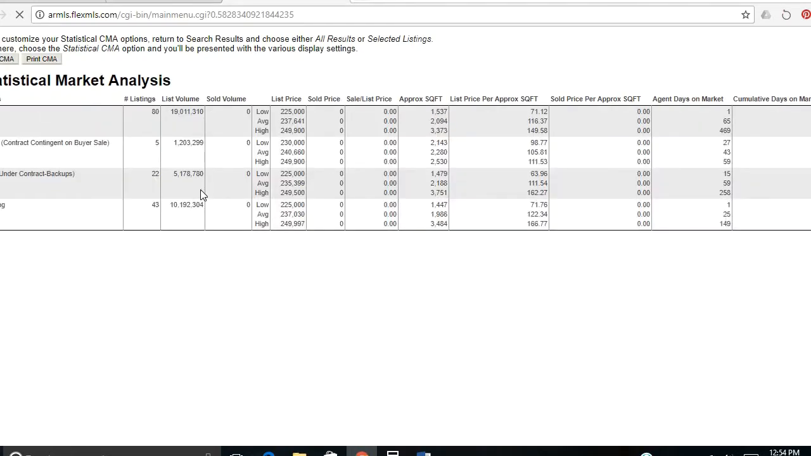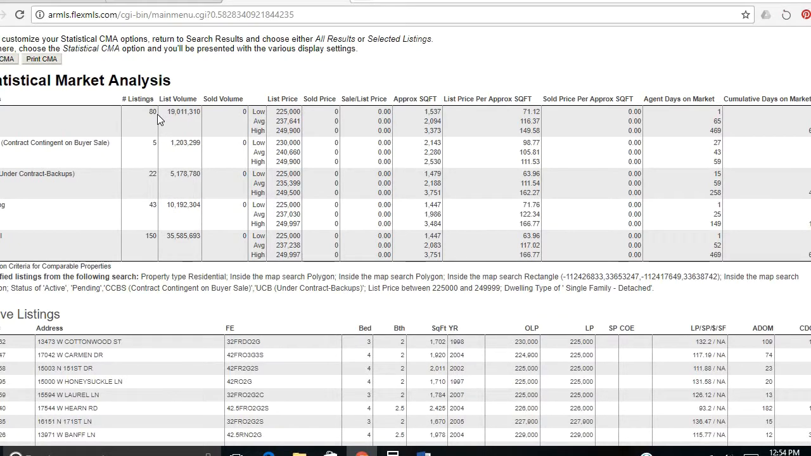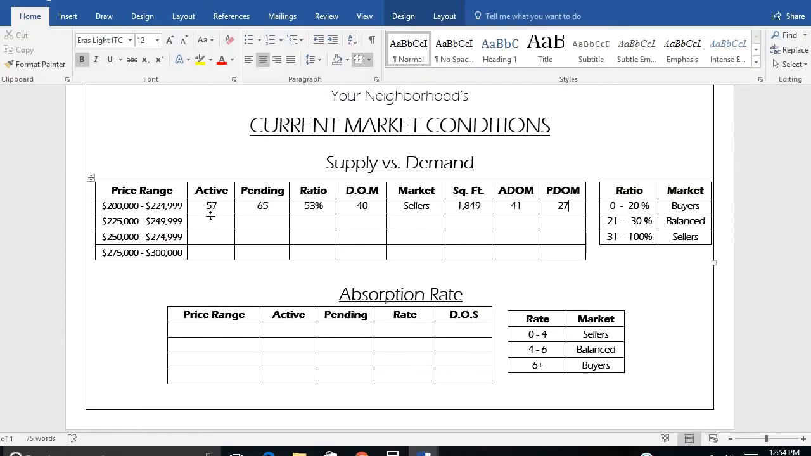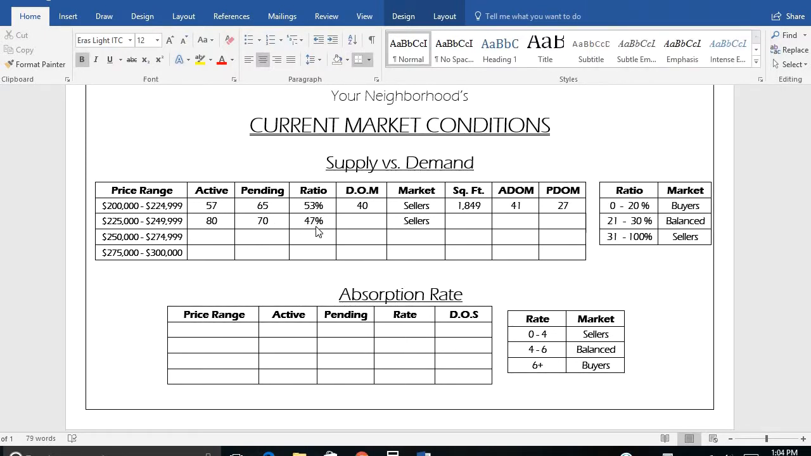Okay, so we've got 80 active, which means we have 70 pending. Holy moly, that's a lot. So let's go 80 active, 70 pending. What's the ratio? Pending divided by total, right? Okay, so we have our ratio, 47%. So now we need to fill in the average days on market, square footage, ADOM and PDOM.